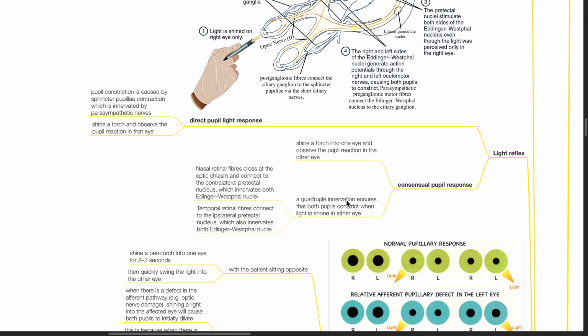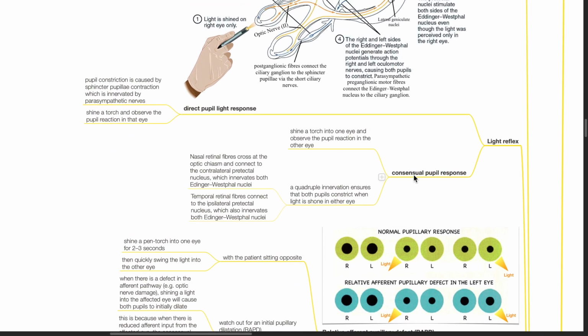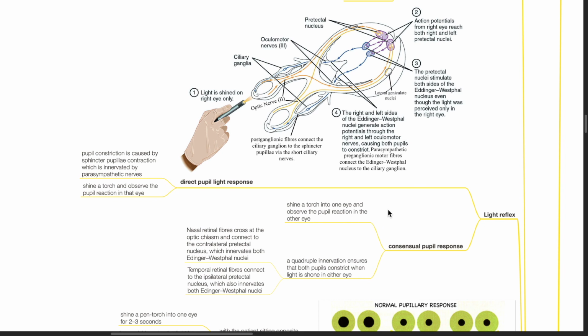Consensual pupil response. Shine a torch into one eye and observe the pupil reaction in the other eye. A quadruple innervation ensures that both pupils constrict when light is shone in either eye.